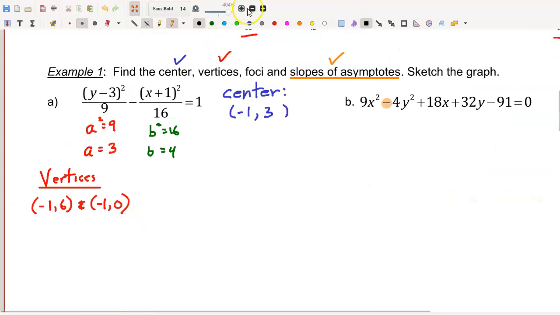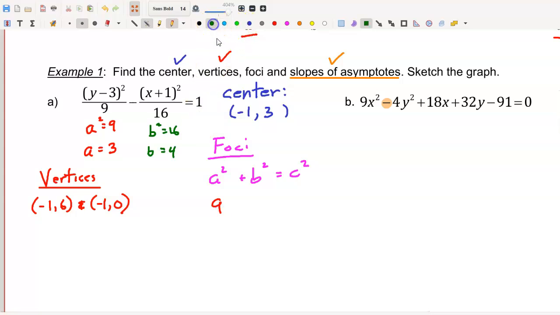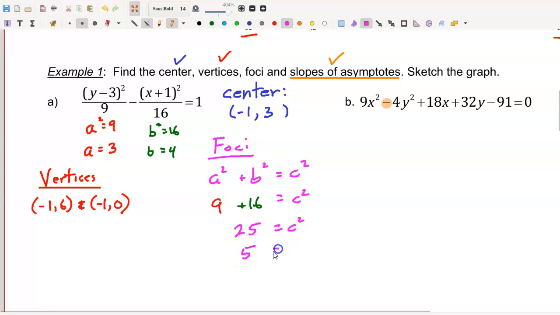Go down here. Start off with A squared plus B squared equals C squared. A squared is 9, B squared is 16. All right, so we have a nice 3, 4, 5 triangle. And just positive answer only.